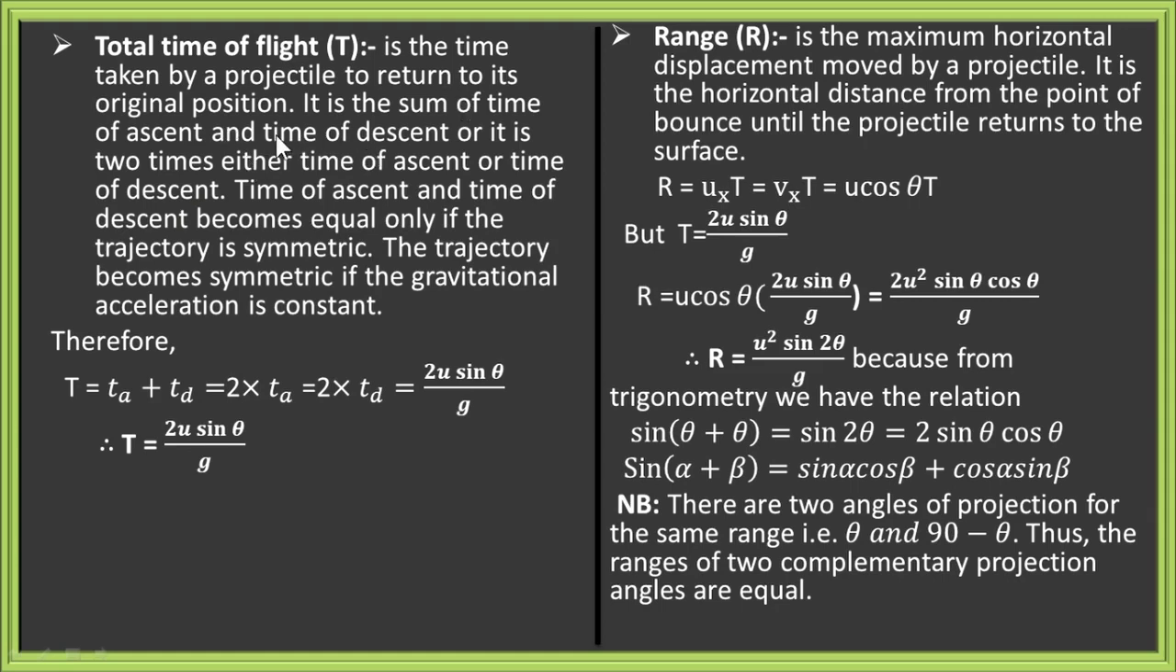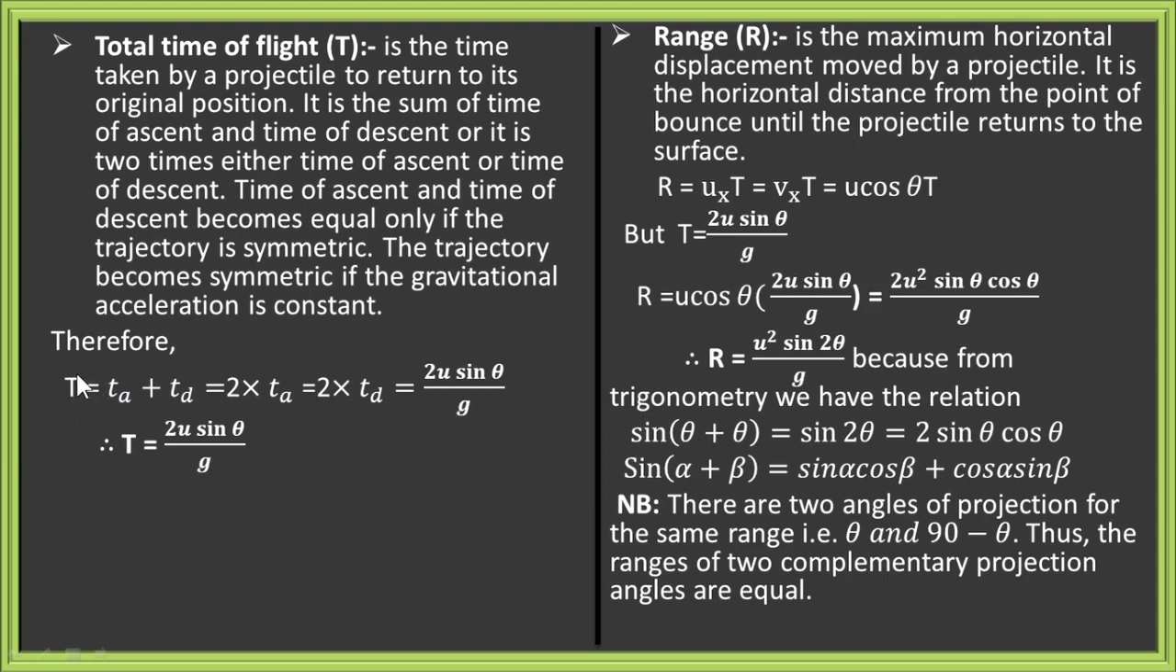The two are equal if the trajectory is symmetric. Time of ascent and time of descent become equal only if the trajectory is symmetric. The trajectory becomes symmetric if the gravitational acceleration is constant. We assume the gravitational acceleration to be constant in the case of projectile motion. Hence, the trajectory is symmetric. As a result, time of ascent and time of descent have equal value.